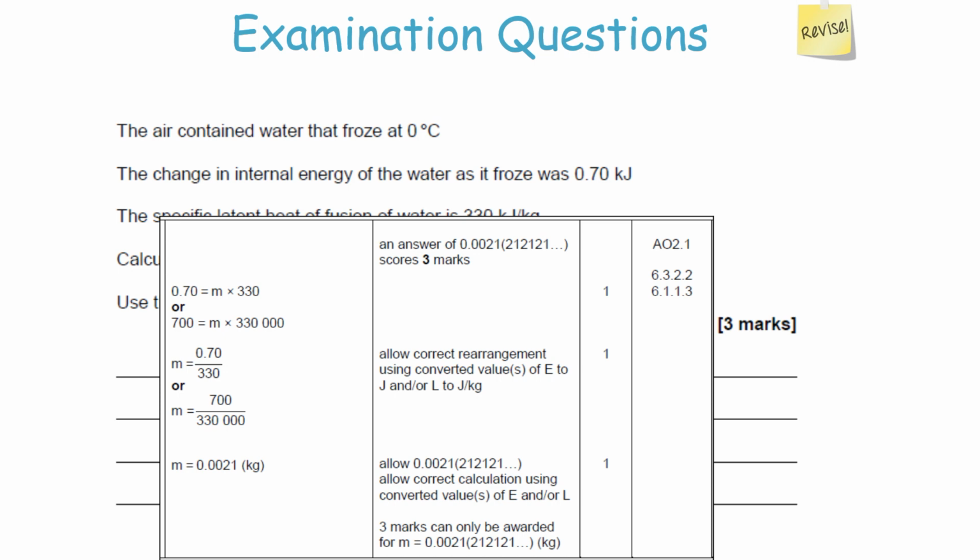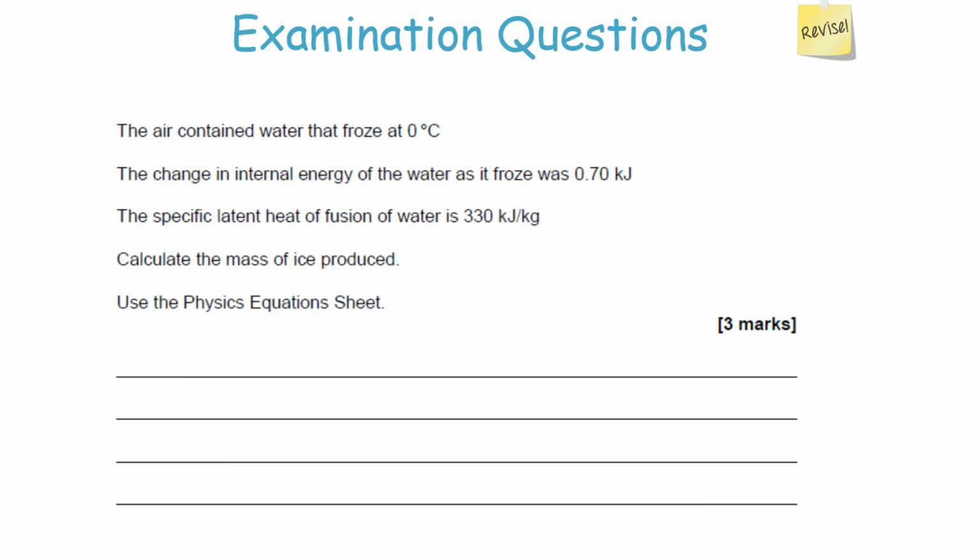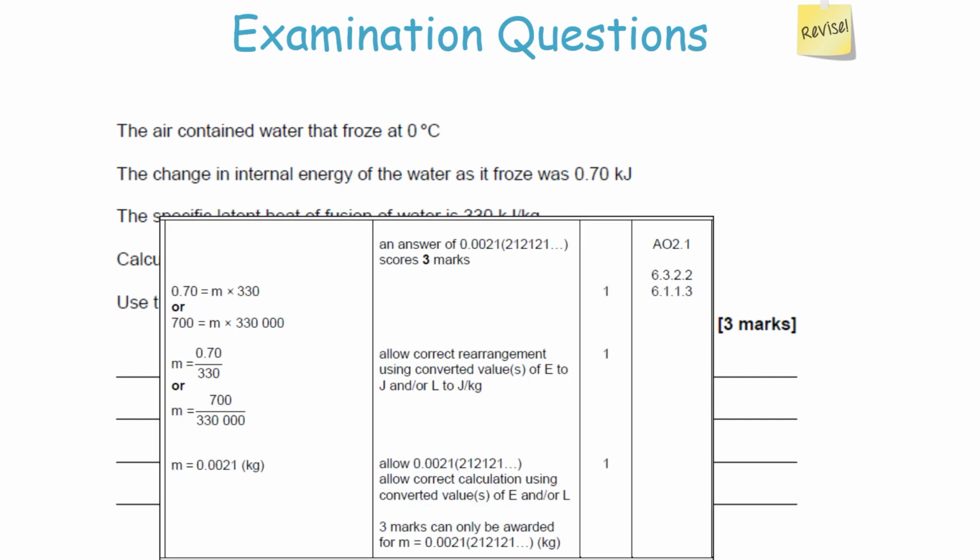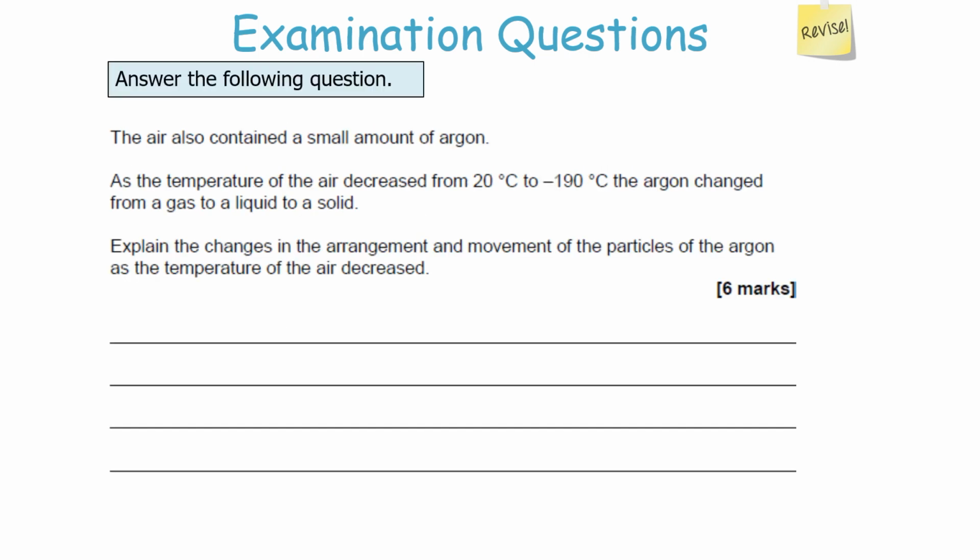Now what we can do is say E equals ml, so 0.70 equals m times 330. Now it says 0.70 kilojoules, so we've got to convert that into joules. So 0.70 kilojoules is 700 joules, and it says that the specific latent heat of fusion is 330 kilojoules per kilogram. So we've got to convert kilojoules into joules, so it's 330,000. So we say 700 is equal to m times 330,000. We then rearrange it and make m the subject as shown on the screen, and m is equal to 0.0021 kilograms.